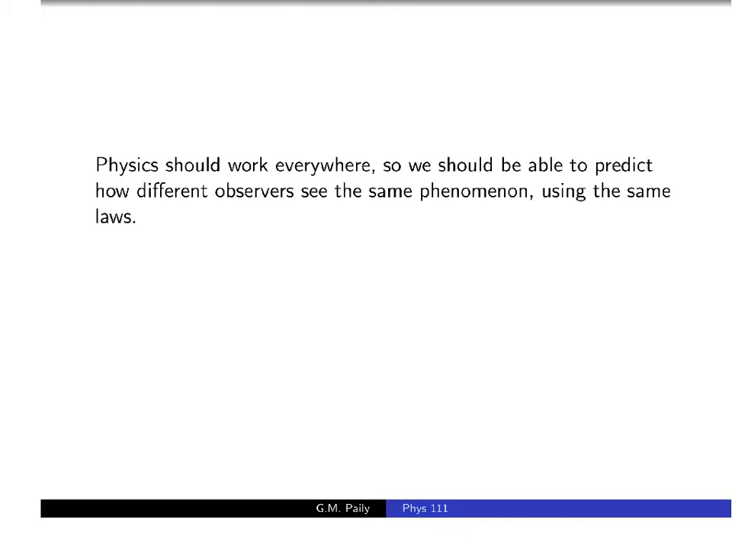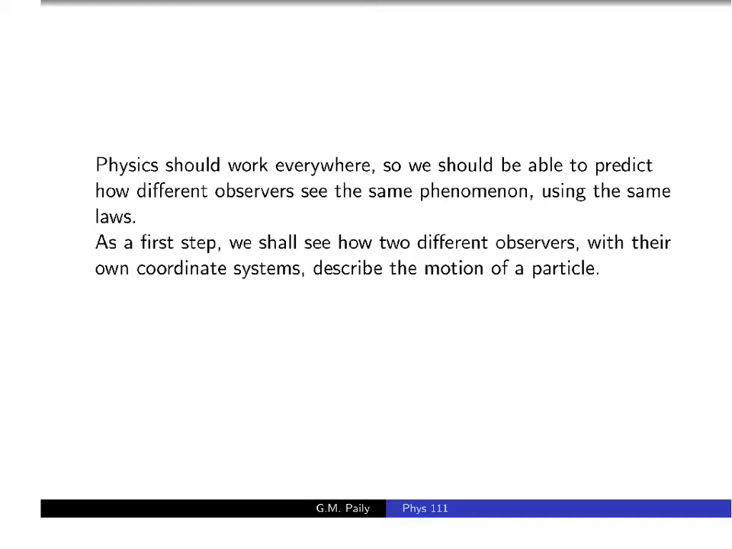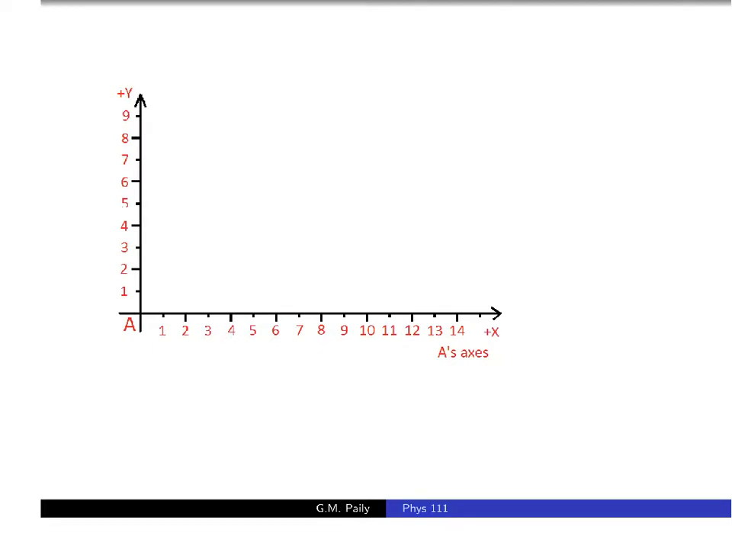Since physics works the same everywhere, we should be able to predict how different observers see the same phenomenon using the same laws. To start off, we will see how different observers, each with their own coordinate systems, describe the motion of a particle. Here is A with his axes. He is observing a particle P. He draws a position vector starting from his origin and pointing to P. He calls this the position of P with respect to A.